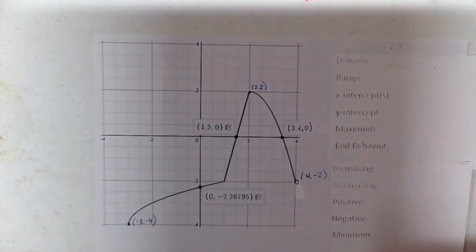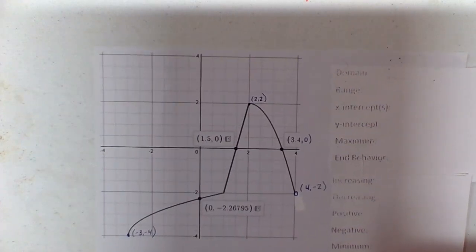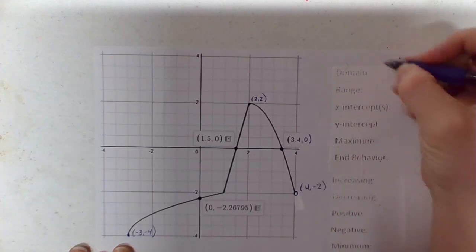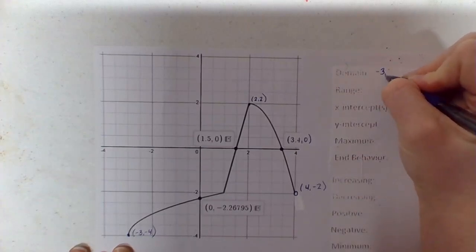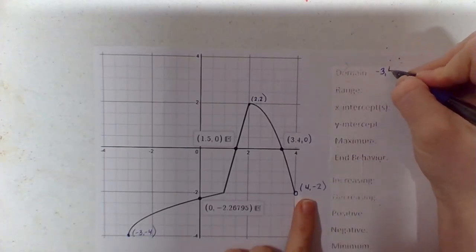Alright, we're going to go a little bit faster with this one. So we got domain and range again. Domain is going to be all of our x's. Here our graph is a little different. We do not have arrows on both ends. Here we have a hard stop at negative 3 and a stop at 4 on the right.